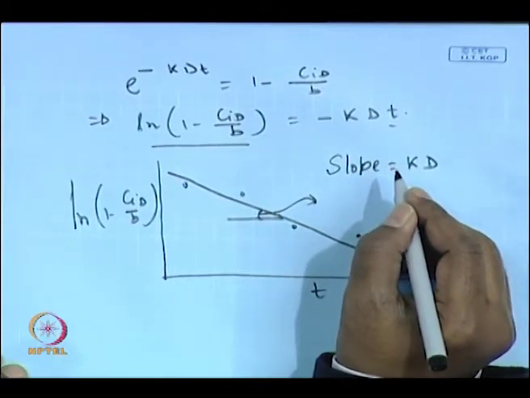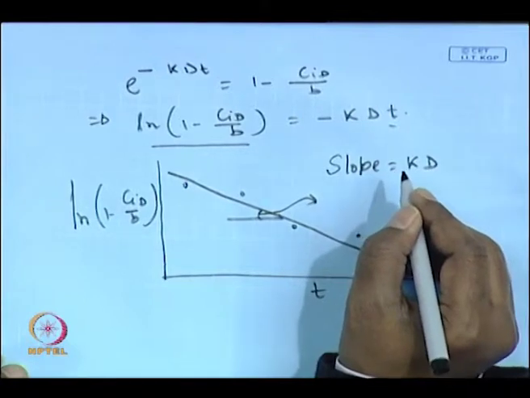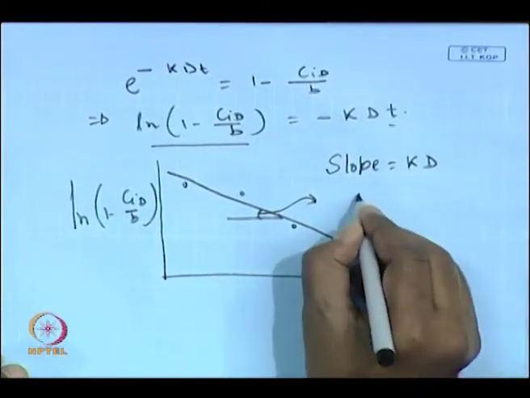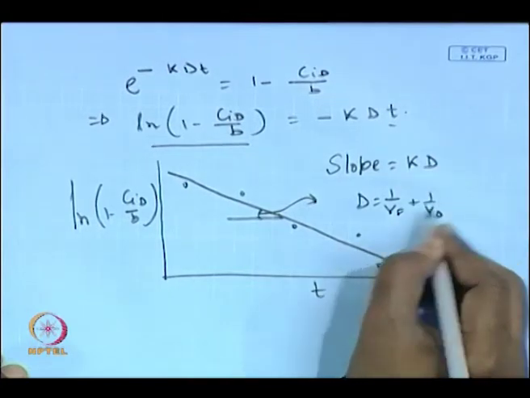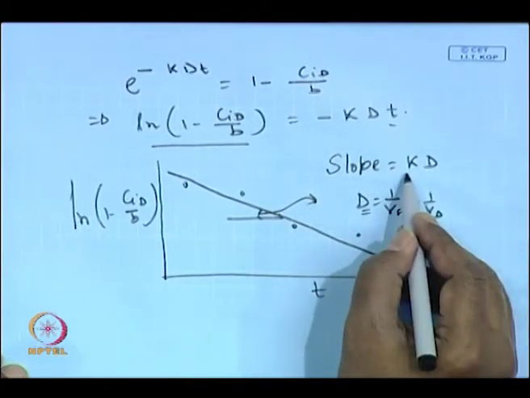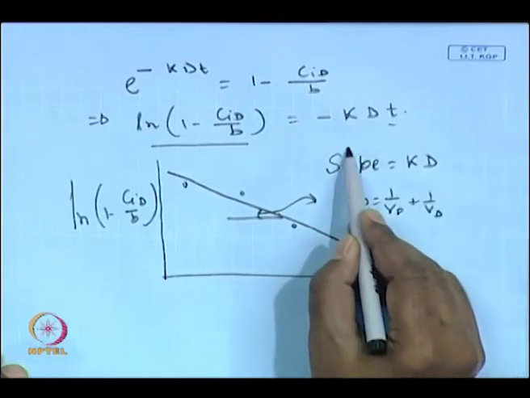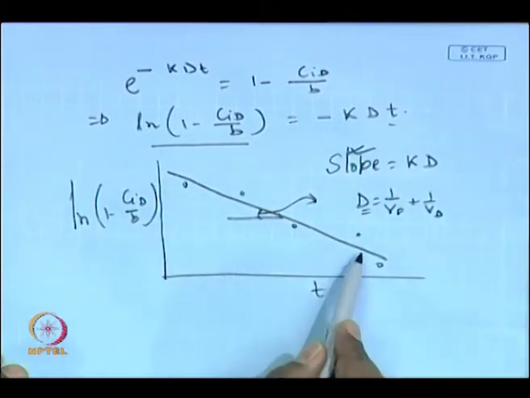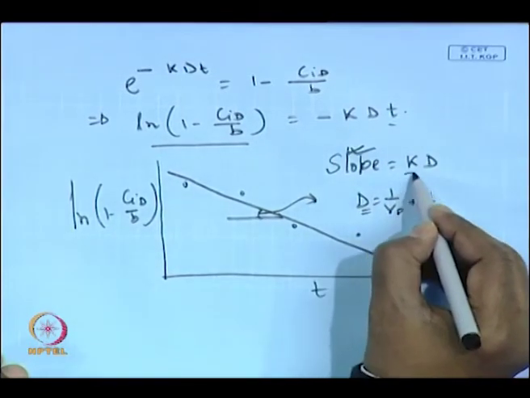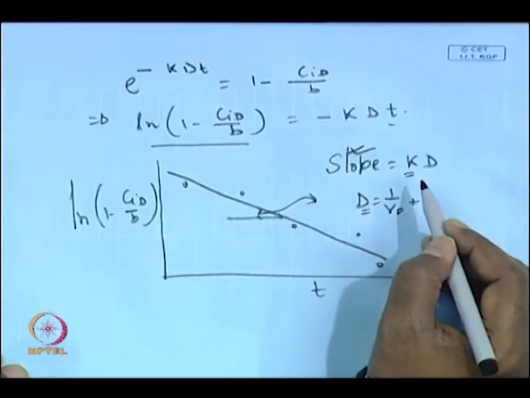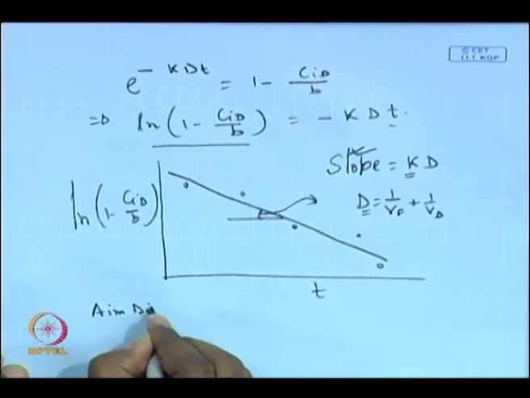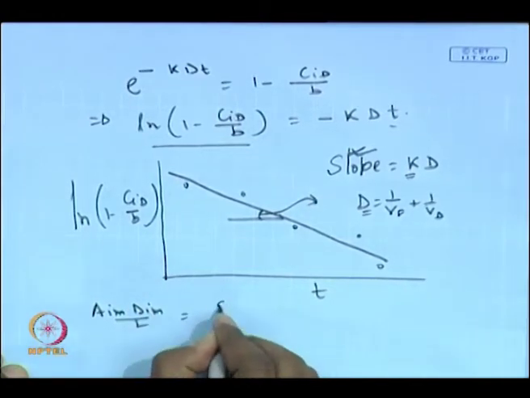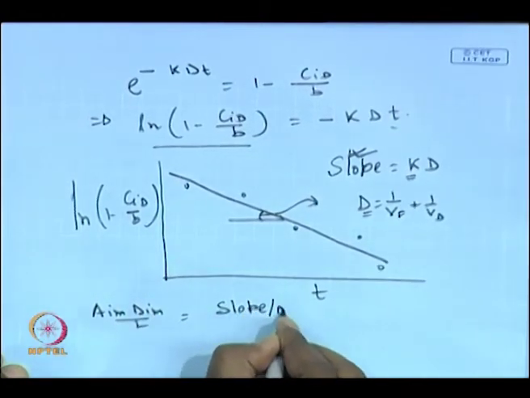Capital D is basically 1 over Vf plus 1 over Vd. So, that will be known to you, so you can estimate D also. Therefore, you can estimate the slope from this straight line and get the value of k. And what is k? k is nothing but AM times DIM over L, which is slope divided by D.